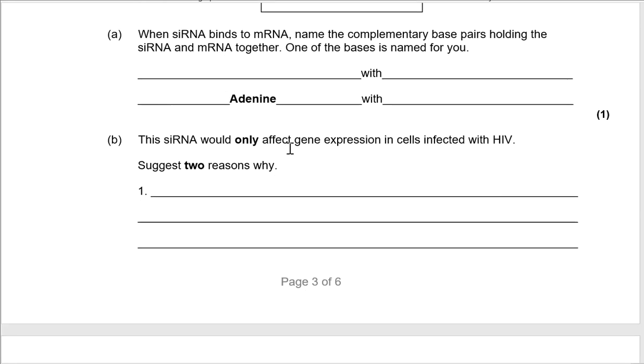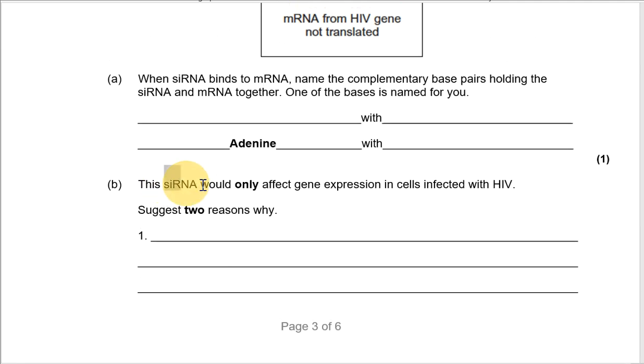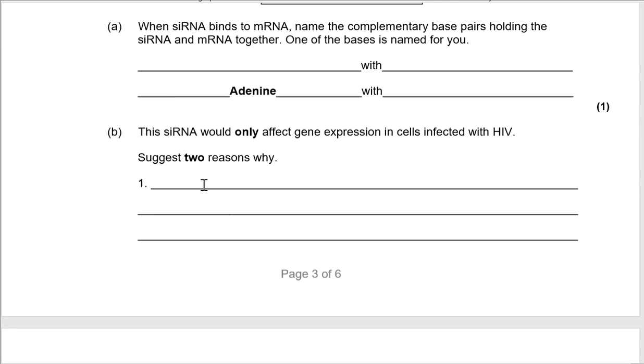siRNA would only affect gene expression in cells with HIV. Two reasons. This siRNA with a carrier molecule has gone to those APC cells. An APC cell, as we know, is showing those proteins, these antigens, outside. Now, why is it that it will not affect other cells? Why is it very targeted? Why do you think it's very targeted?